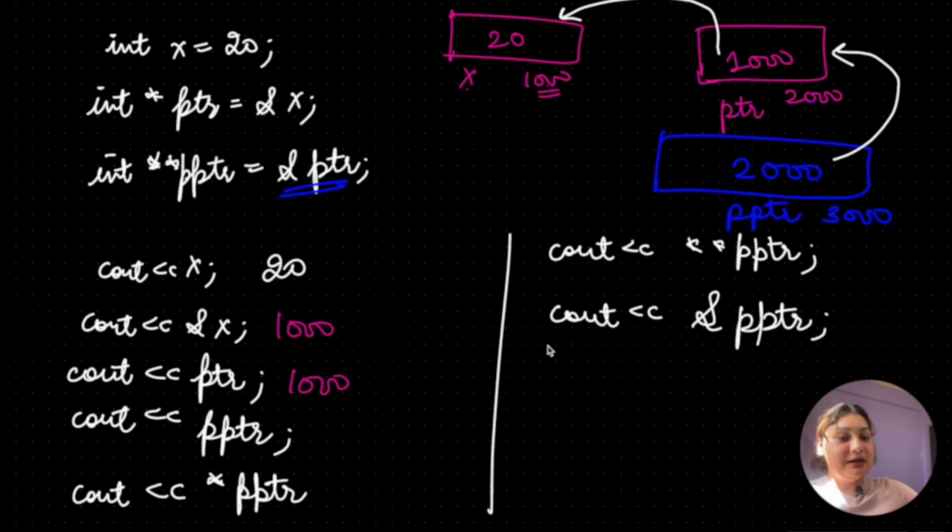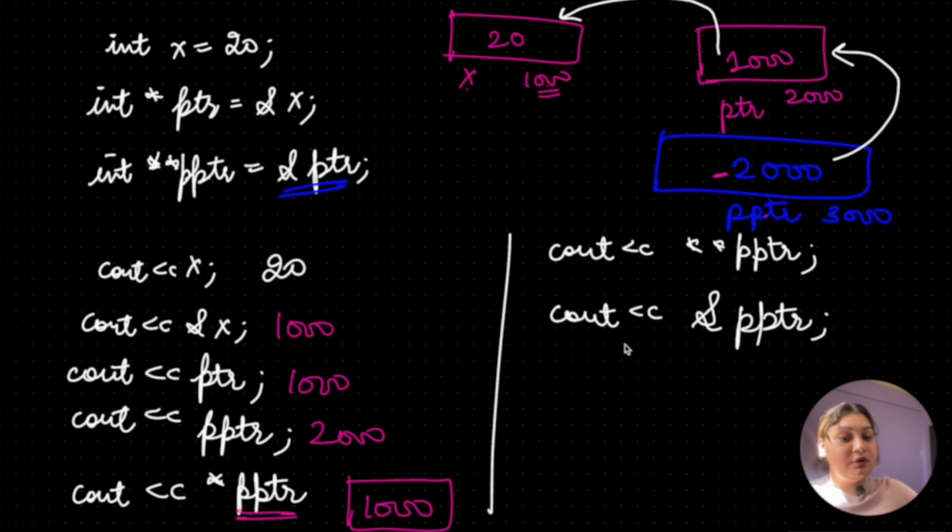Cout pptr. What is inside the pptr? The value, that is 2000. We'll write 2000. Now *pptr. That means we'll write pptr's value, that is 2000, and then star of that. What is at 2000? That is 1000. So the output of *pptr would be 1000.